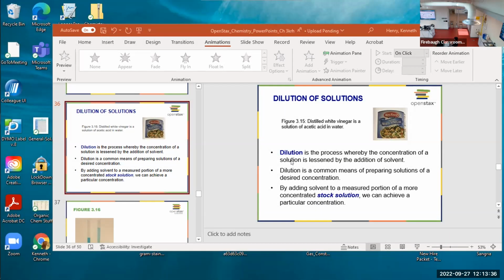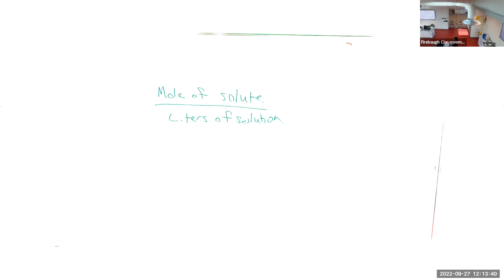What is the solute? What was that? The solvent is what is being dissolved.